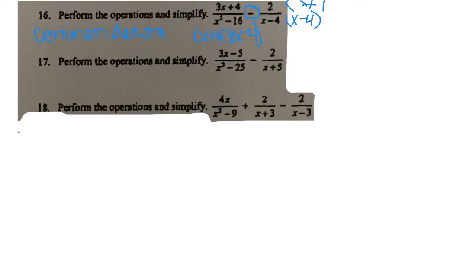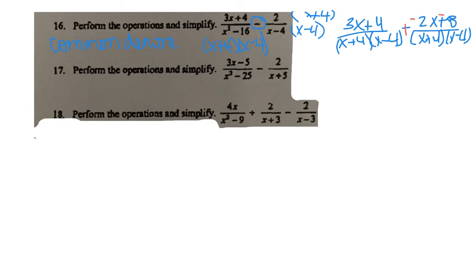Plus 4. And we get (3x plus 4) over (x plus 4)(x minus 4), minus, distribute the 2, so we get (2x plus 8) over (x plus 4)(x minus 4). And we're going to subtract, so 3x minus 2x. Sometimes I like to make it plus and then change the sign so I don't forget. A lot of people forgot to distribute that on the quiz.